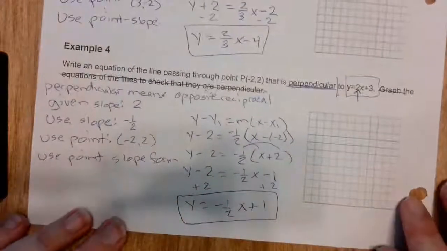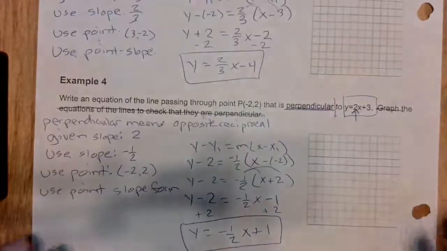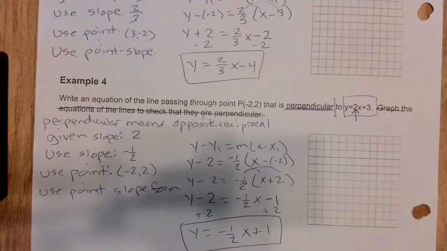It's really important that you remember that parallel means the slopes are the same, and perpendicular means that they are opposite reciprocals. But at this point in time, you should have enough information to do your homework for section 3.5.